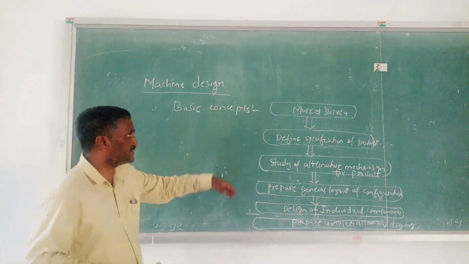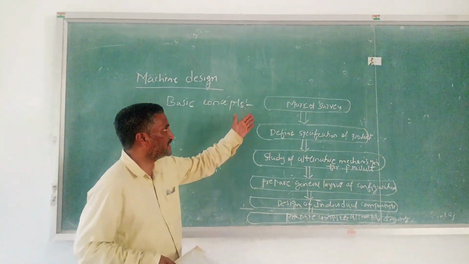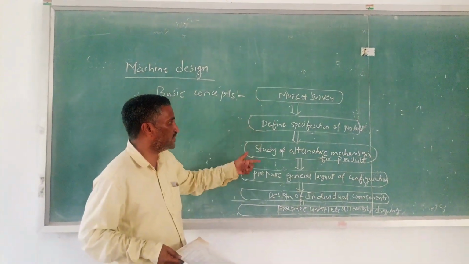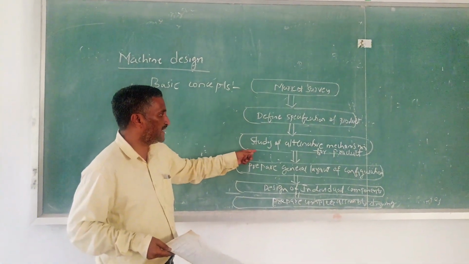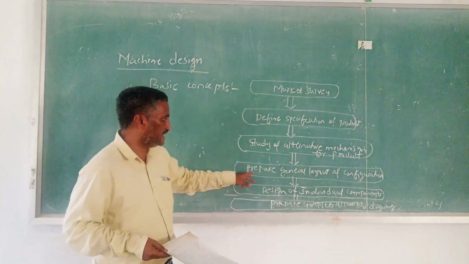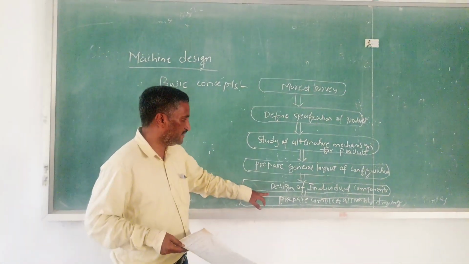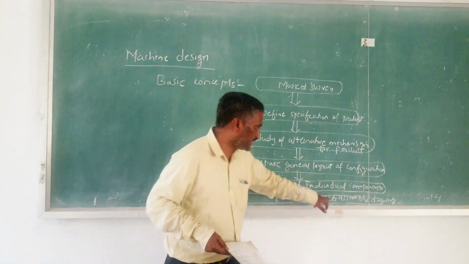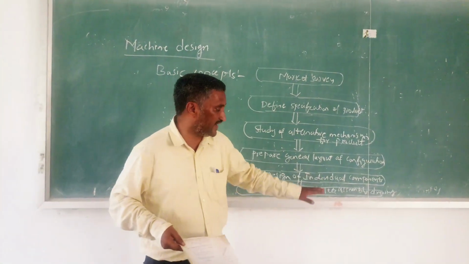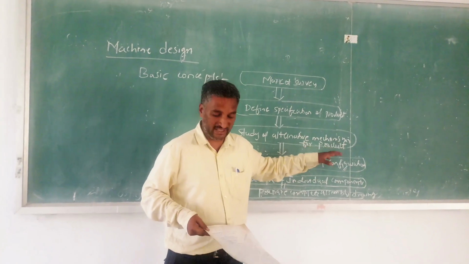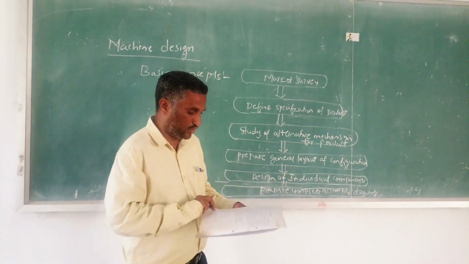Now come to the logical steps in the design. There are different logical steps in the design. One is market survey, the second is defining the specification of the product, the third is study of alternative mechanisms for the product, then prepare a general layout of the configuration, layout design of individual components, and prepare a complete assembly drawing. That is the final step in the design. This is what really happens in the industry. It has been given in the book.